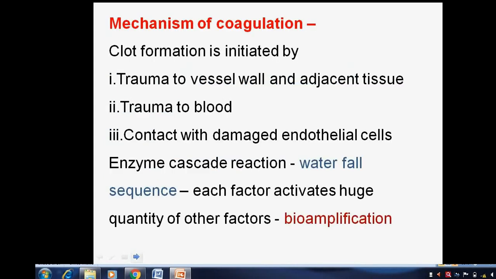When we see the mechanism of coagulation, clot formation is the first step, which is initiated by trauma to the vessel wall and adjacent tissue, trauma to blood, or contact with damaged endothelial cells. These three factors are responsible for the clot formation mechanism, the first stage in the mechanism of coagulation. The enzyme cascade reaction is a waterfall sequence in which each factor activates the next factor in huge quantity, known as bioamplification.